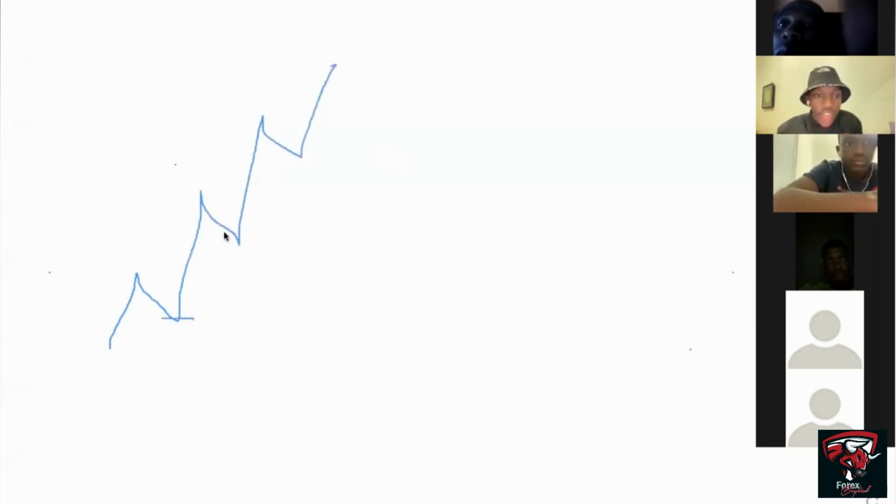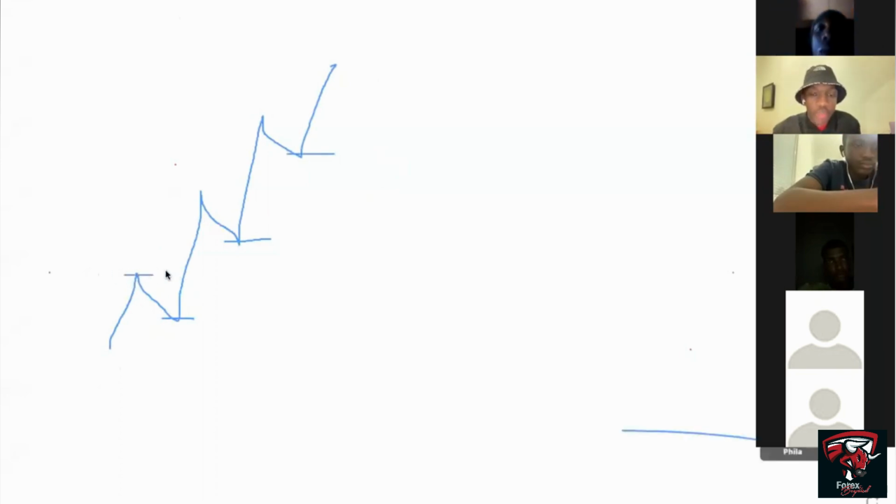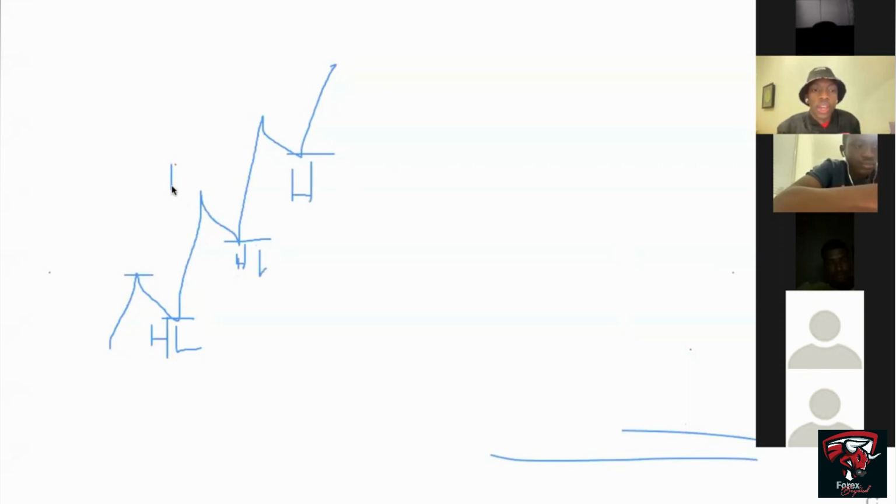So this right here, guys, this is a higher low. The best way to remember this is that the lows are going higher, right? And these are higher highs. It might sound self-explanatory, but these are higher highs, like they're going up. Okay, sharp. So this is a higher low, guys. A higher low. This is a higher high. Let me just do it like this. Higher high.